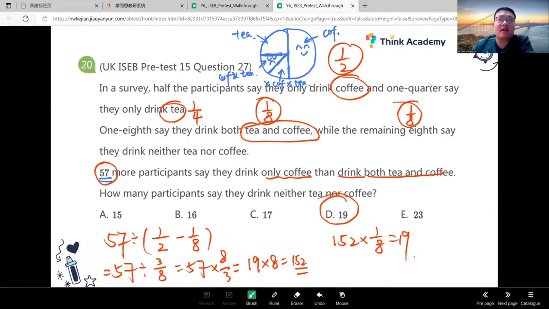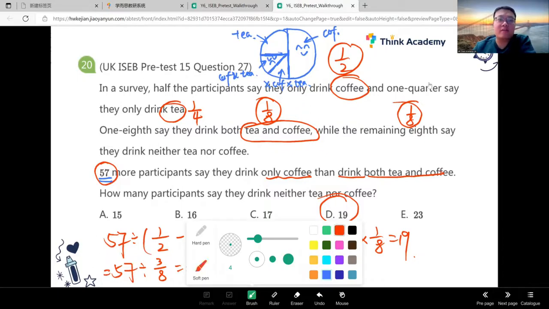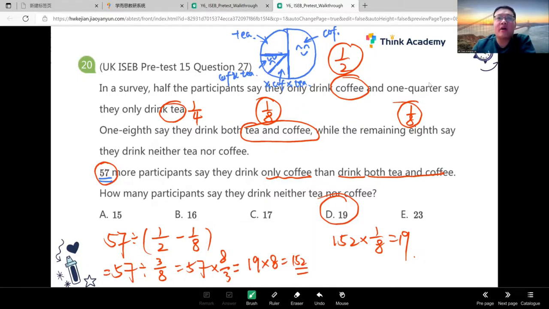How do we get that? We know the fraction of this smile face part, who drink only coffee, is a half. And this part is just 1/8. The difference of these two parts will be a half take away 1/8. Let me do this slowly, step by step. First you have to convert into the same denominator. That will be 4/8 take away 1/8, which gives you 3/8. And that part is how many people?